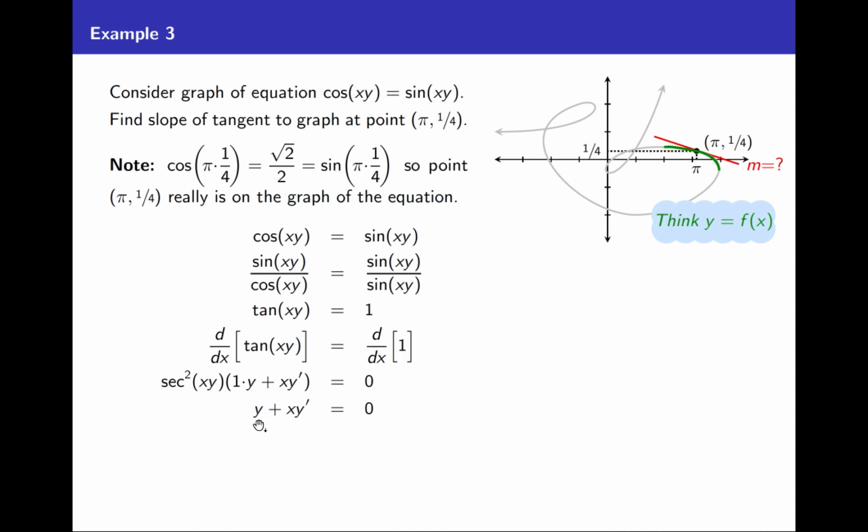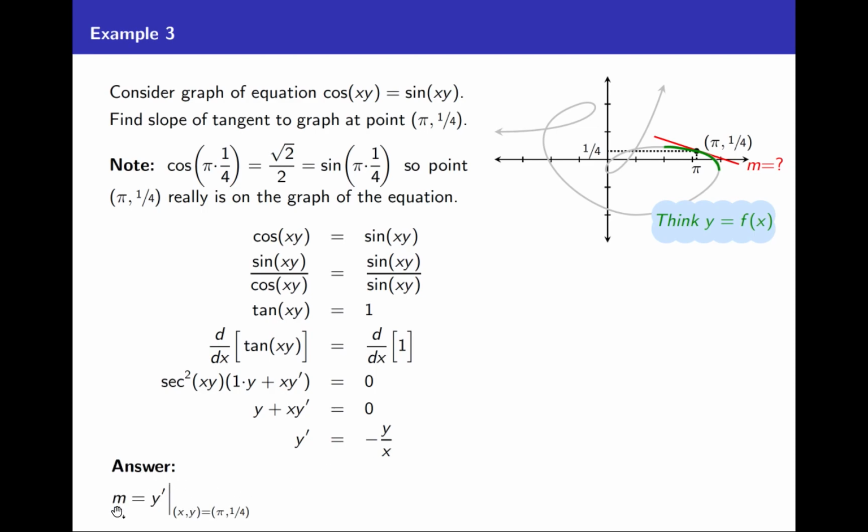And we get a really nice simplification. y plus x y prime equals 0. So to solve for y prime, we just subtract y from both sides and divide by x. You get y prime equals negative y over x. This is our derivative, y prime, or if you like, f prime of x, that we got with implicit differentiation. So we're looking for the slope of this tangent line at this point. We just need to plug this point into our derivative. That would be pi for x and 1/4 for y in this equation.